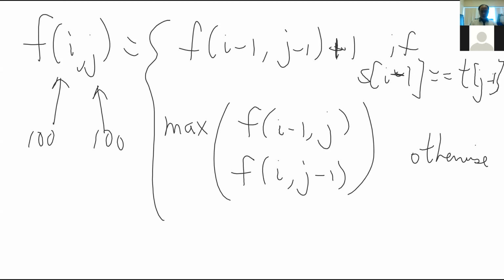Now the problem doesn't ask you to actually produce a common subsequence, but if you want, what you have to do is remember which one of these three things gives you the maximum, and then you just trace back.